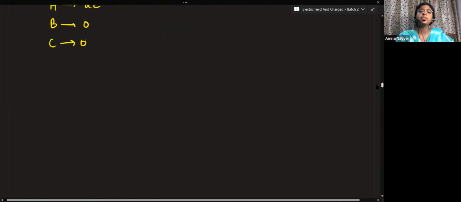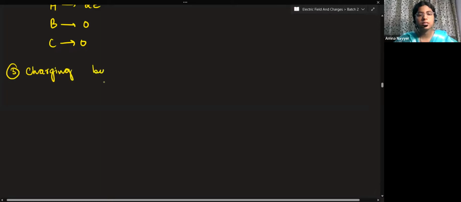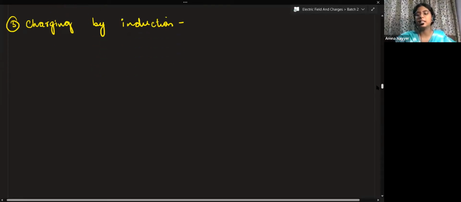Okay, let's start with the last method that is left, charging by induction. So this is the last method in charging. We have seen charging by friction. The one we have done just now was charging by conduction. Now we'll start with charging by induction. Now see what is meant by charging by induction.